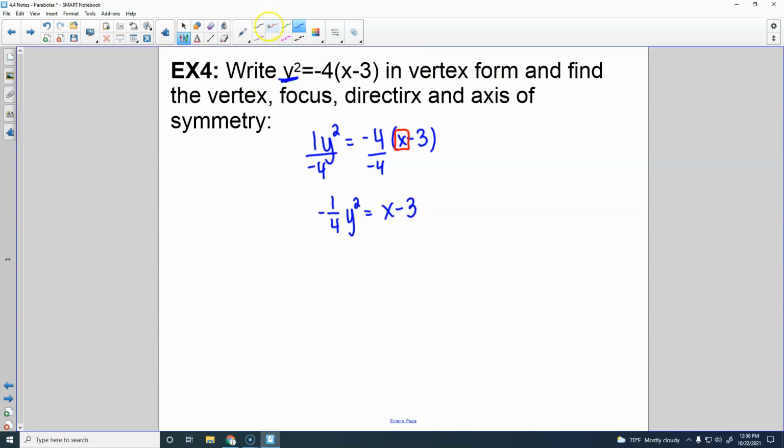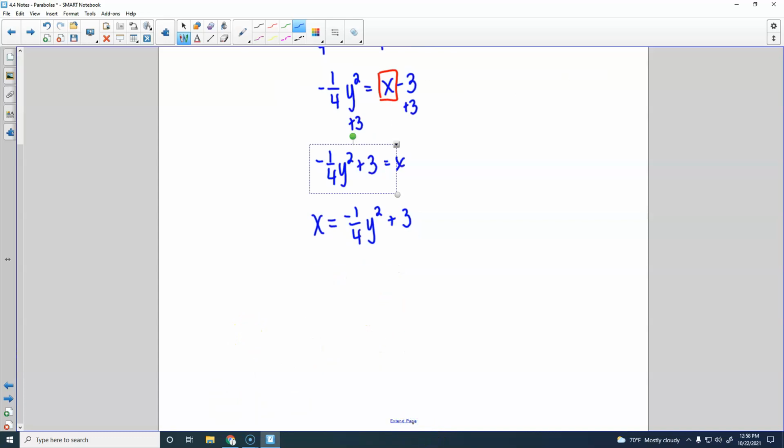What would I do next, trying to get that x right there by itself? Add 3. So, I got negative 1/4 y squared plus 3 equals x. I'm going to turn that around and write it like this. x equals negative 1/4 y squared plus 3. Okay, is this in vertex form?